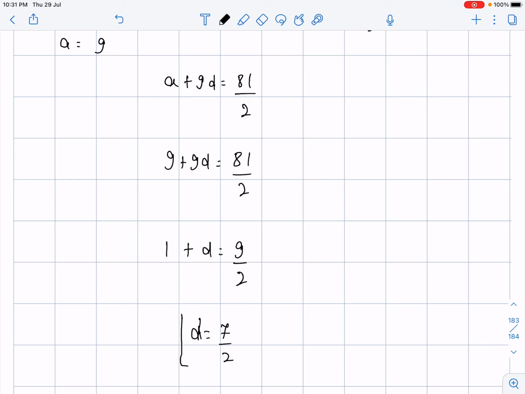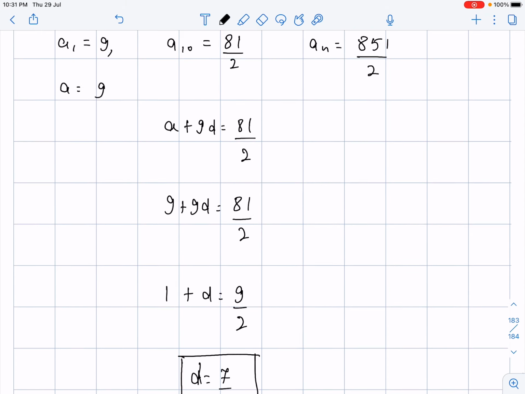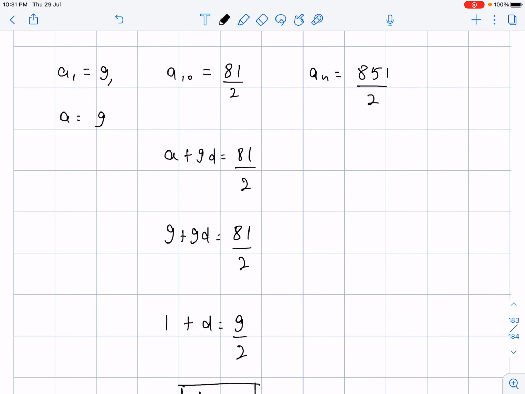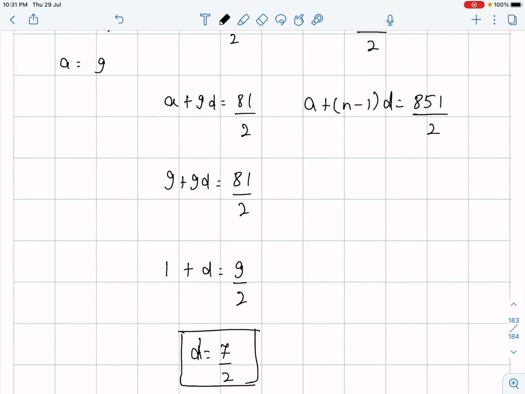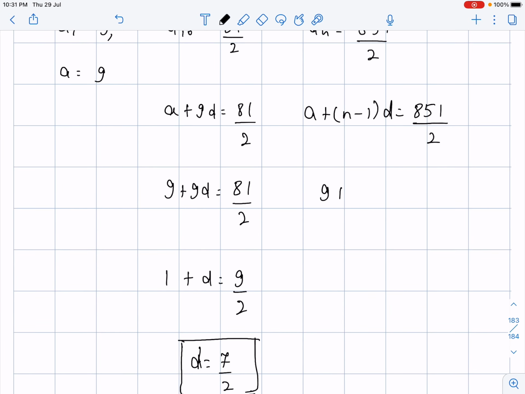Now as soon as I got the value of D, I'll get the number of terms in this arithmetic progression by making use of An, written over here. That will be A plus n minus 1 times D. A value we are knowing, D value we are knowing, and An value we are knowing. So we may get the value of n over here. So that will be becoming 9 plus n minus 1 multiplied by 7 by 2 is equal to 851 by 2.